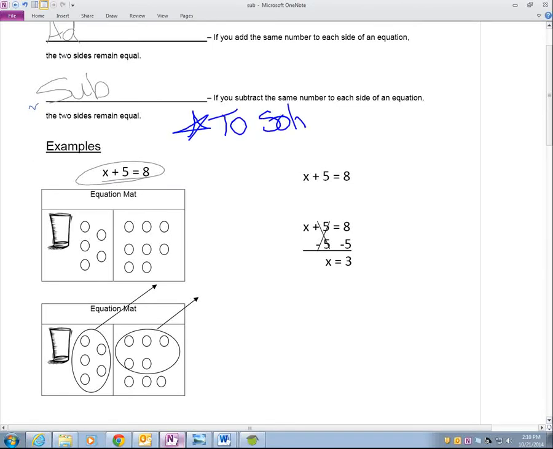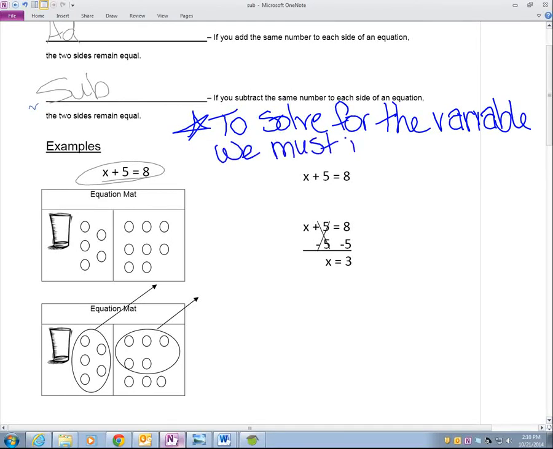To solve for the variable, we must get the variable by itself. In order to solve for the variable, we must get the variable by itself, because we want it to be, in this case, x equals something, so we can find out what x is. Because as we've learned in this class, variables can be anything. They can represent any number until we find out what it is.